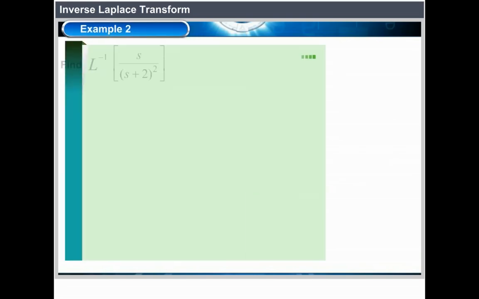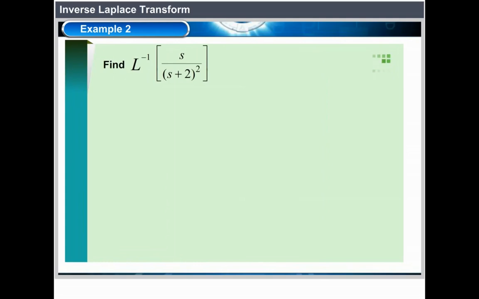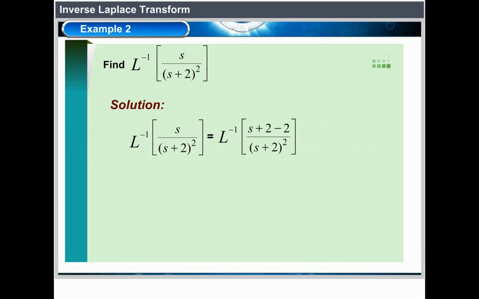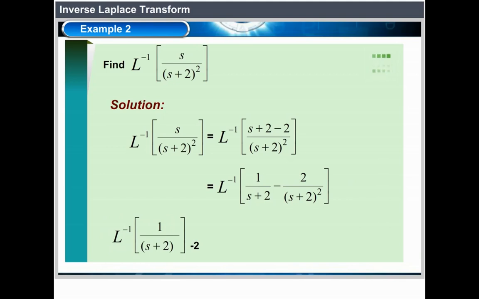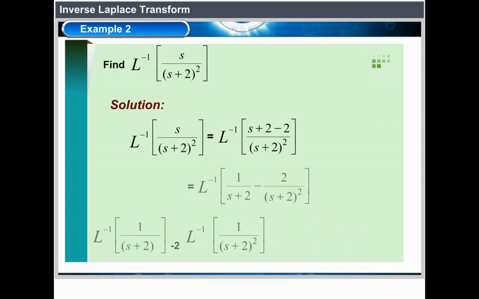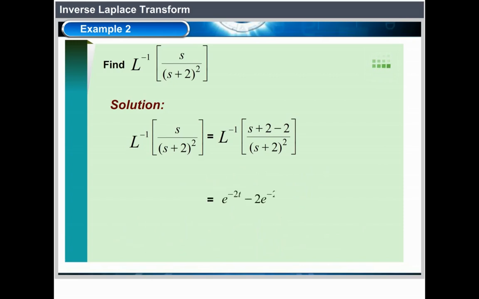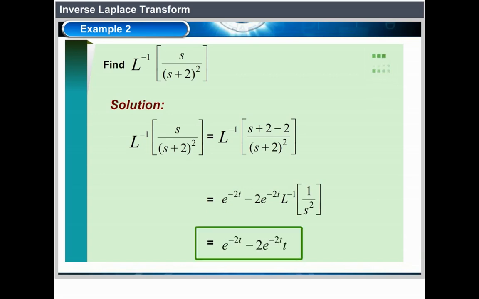Example 2. Find L inverse of s divided by (s plus 2) the whole square. Solution. L inverse of s divided by (s plus 2) the whole square equals L inverse of (s plus 2 minus 2) divided by (s plus 2) the whole square, equals L inverse of 1 by (s plus 2) minus 2 into L inverse of 1 divided by (s plus 2) the whole square, equals e power minus 2t minus 2 into e power minus 2t into L inverse of 1 divided by s square, equals e power minus 2t minus 2 into e power minus 2t into t. In this problem, we just added plus 2 and minus 2 in the numerator. After that, it's a normal simplification and then we are applying the formulas.